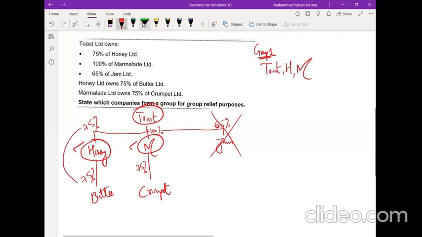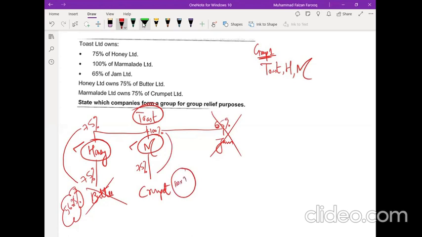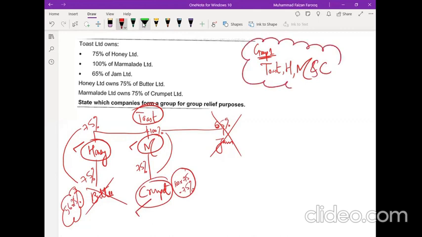Butter, we have to find out the indirect holding, which is coming how much? 75 into 75? 56.25. So Butter is okay or not okay? Not okay. What about the last one? Crumpet. We need to calculate the indirect holding. 100 into 75. How much? 75. So this one is okay. So group created, which includes Toast, Honey, Marmalade, and Crumpet.